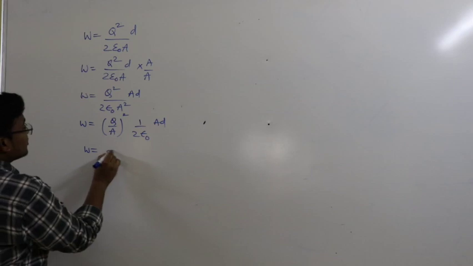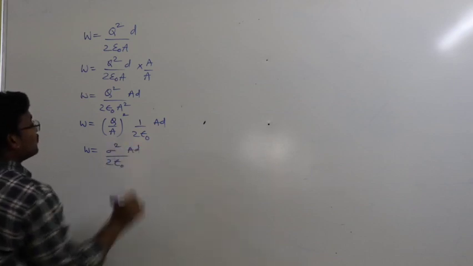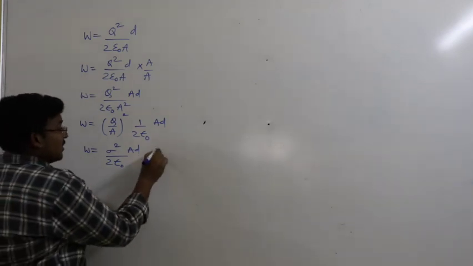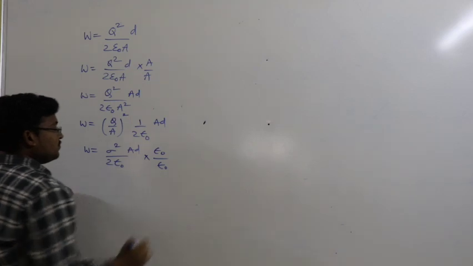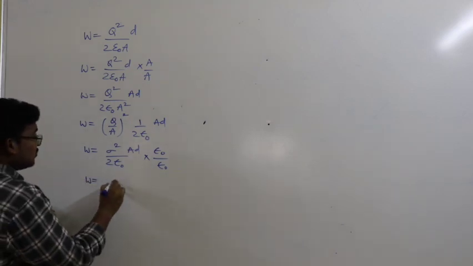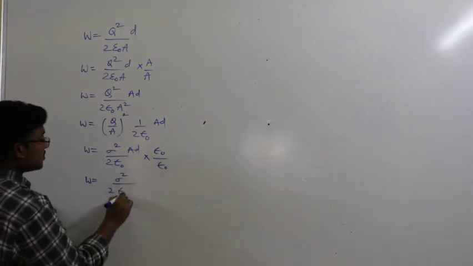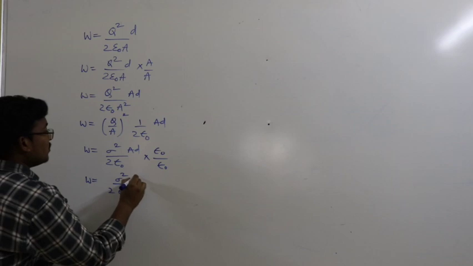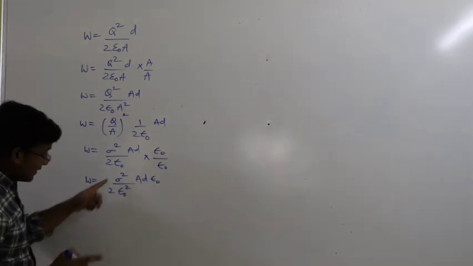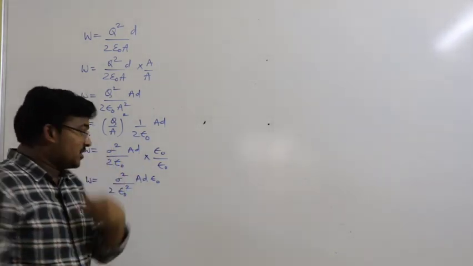So W is equal to sigma square by 2 epsilon naught into AD. Now I will multiply both sides with epsilon naught. I will tell you why I am multiplying. So W is equal to sigma square by 2 epsilon naught becomes epsilon naught square into A into D into epsilon naught. You know that sigma upon epsilon naught is called the electric field in between the plates.